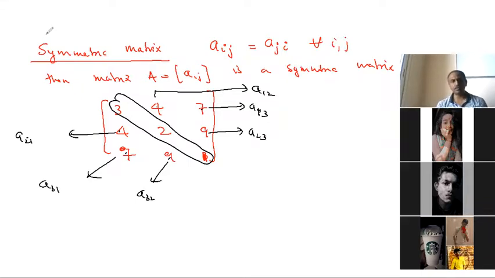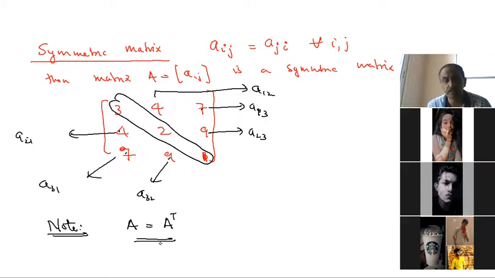In such a type of matrix, what do you notice? A and A transpose will be equal. In a symmetric matrix, if you transpose the matrix and if you don't transpose it, both will remain the same. A and A transpose will be equal. Understood symmetric matrix, everybody? Yes, sir. Have you written? Or writing? Yes, sir.